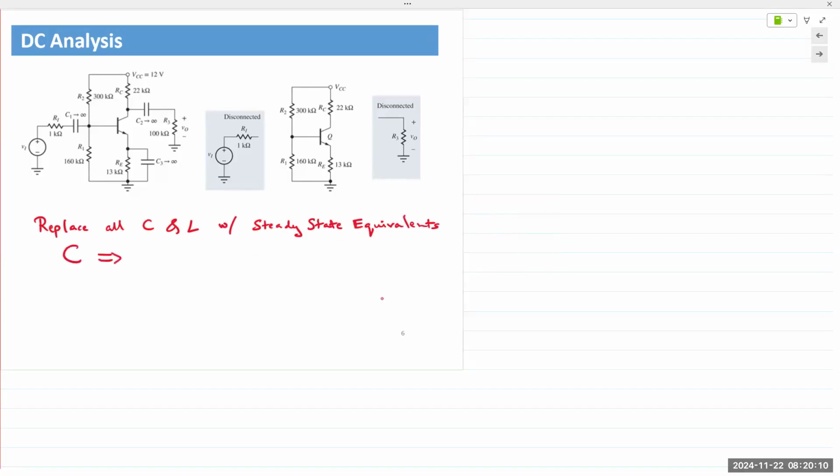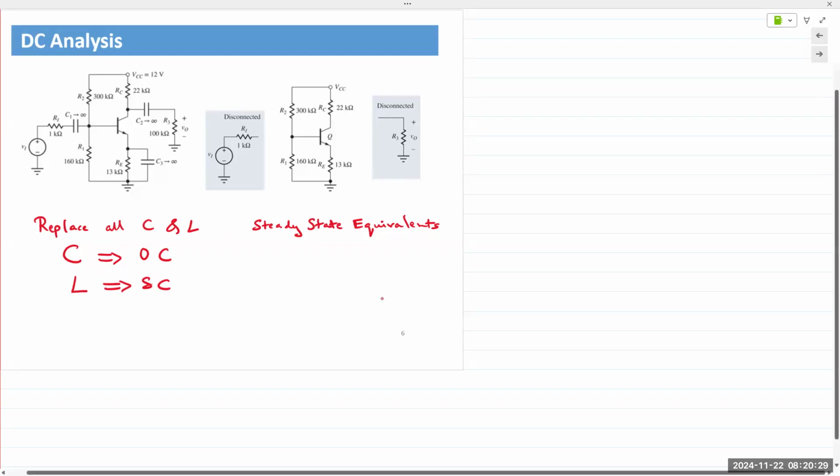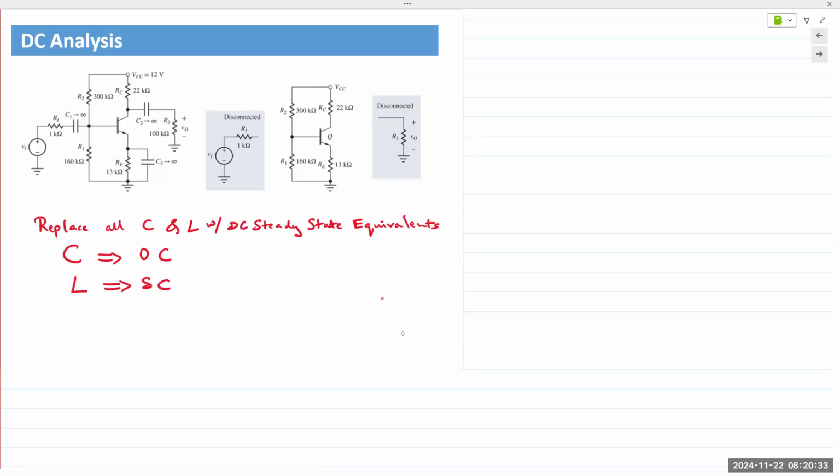Capacitors replaced with an open circuit, inductors replaced with a short circuit. Okay, with DC steady state equivalents. Just to make it more clear, DC steady state equivalents.